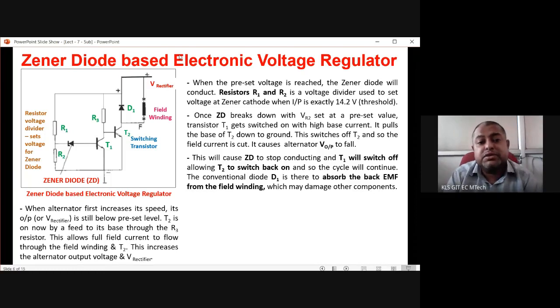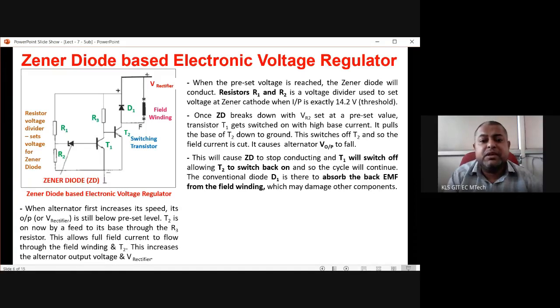If alternator voltage drops, V rectifier becomes less. When V rectifier becomes less, the rectifier voltage divided by R1 plus R2 becomes less. That means the reverse voltage on the ZD Zener diode becomes less. So the Zener diode will go into cutoff region. So this reduction in the voltage of the alternator output DC will cause the ZD to stop conducting, and the transistor T1 will switch off automatically.